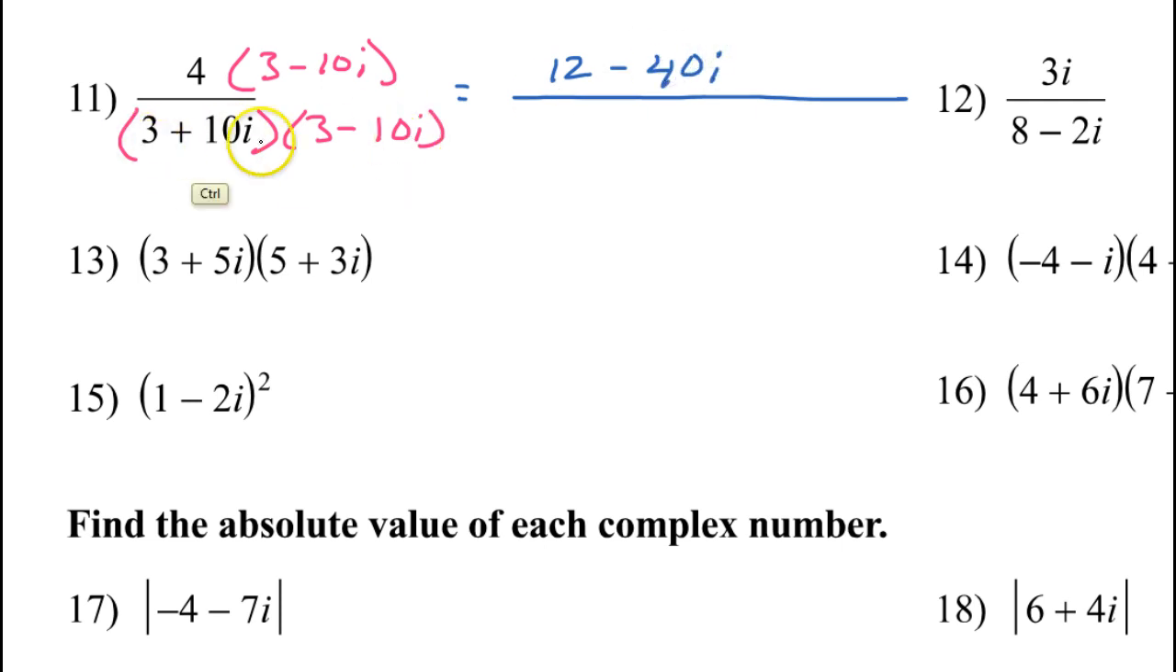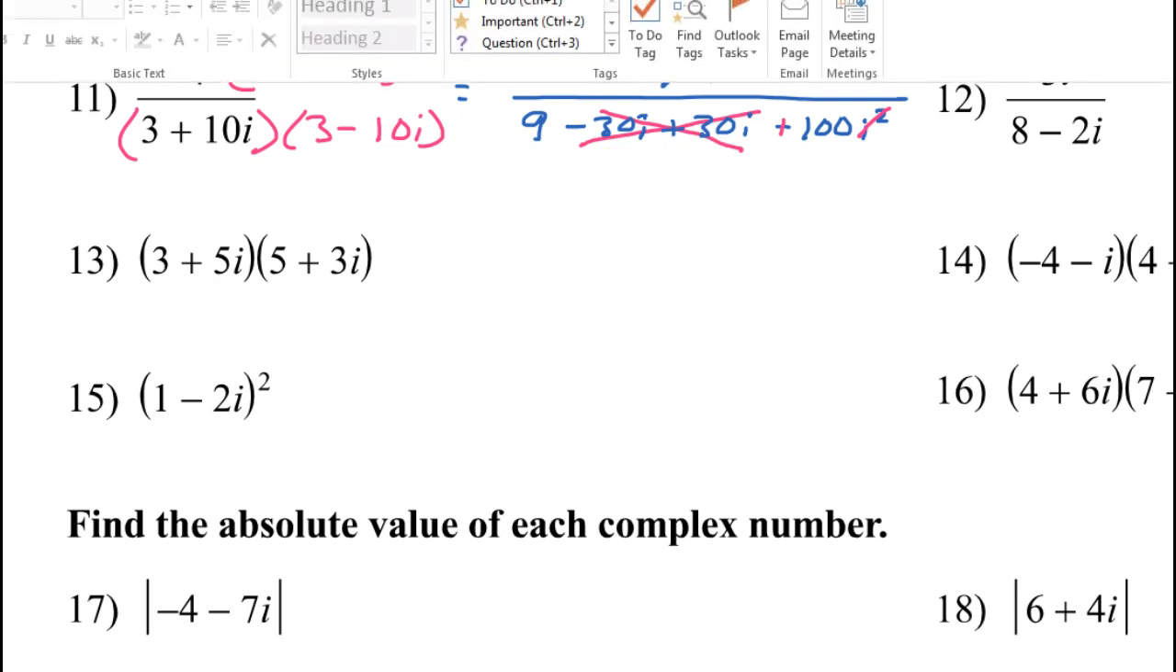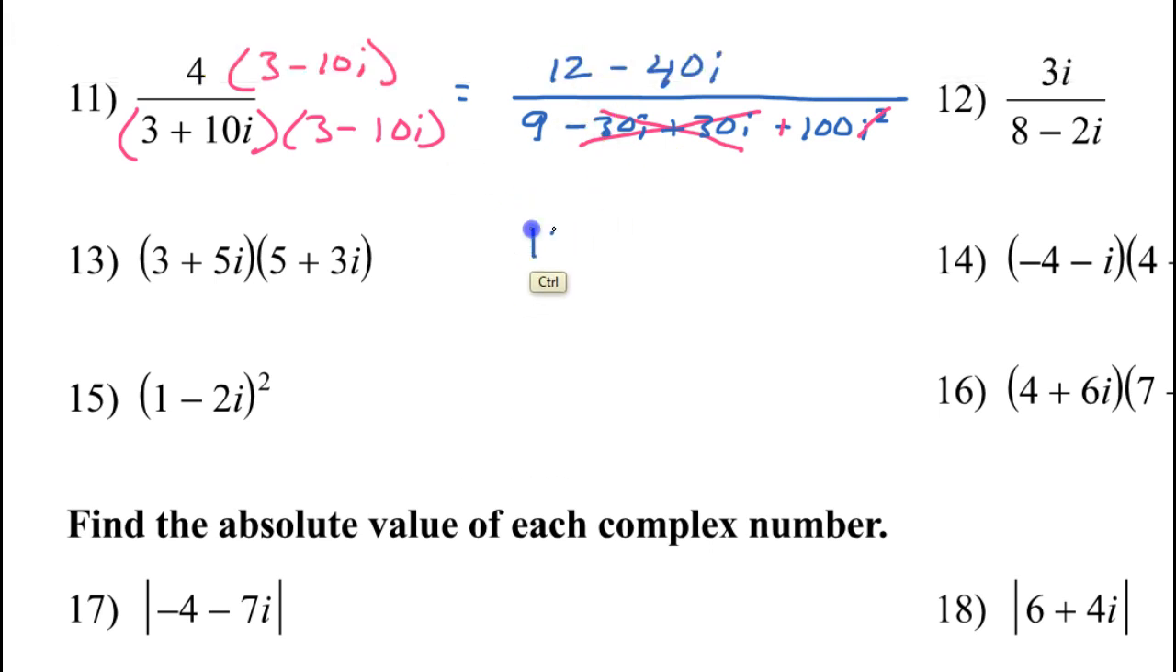And in the denominator, we FOIL or double distribute. So 3 times 3 is 9. 3 times negative 10i is negative 30i. 10i times 3 is positive 30i. 10i times negative 10i is negative 100i squared. Now i squared is negative 1, so this i squared will turn this negative 100 into positive 100. Also, minus 30i and plus 30i will cancel each other out. So that is going to leave 12 minus 40i from the numerator over 109.